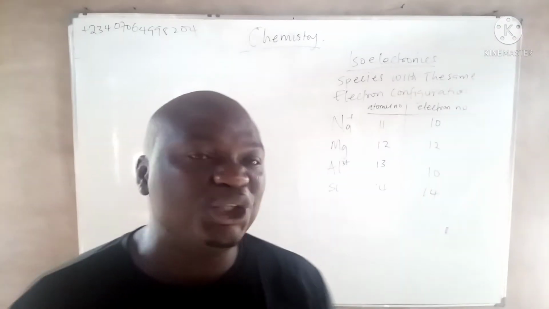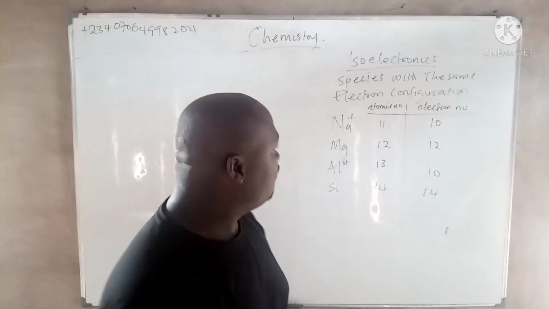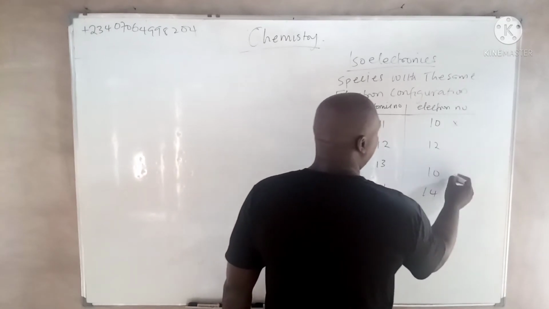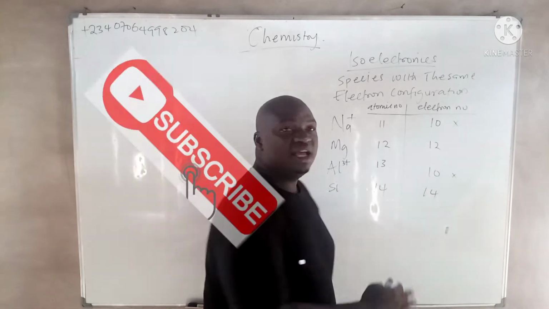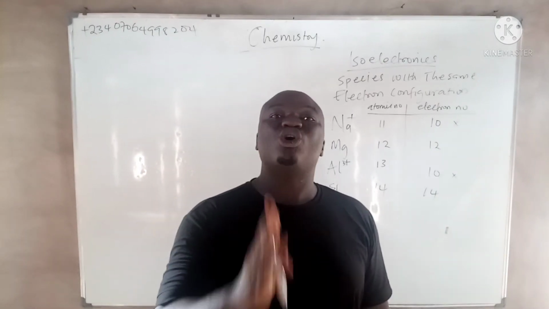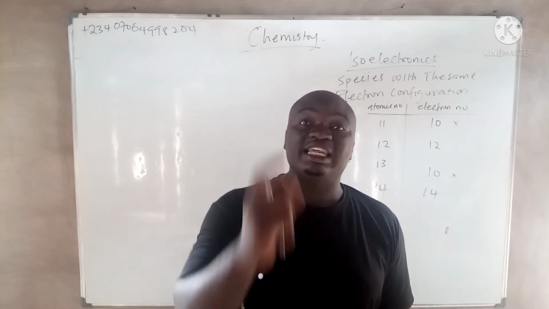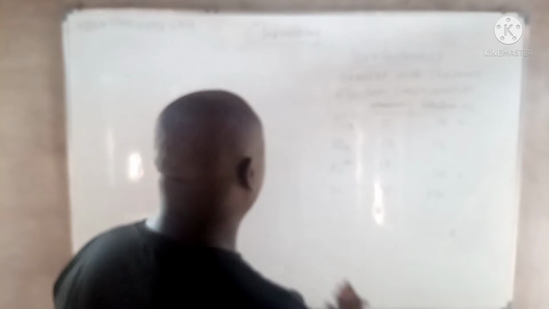Now, all you need to do is just know the total number of electrons in each of them, and you will know. From here, you can see that sodium has 10 electrons and aluminum has 10 electrons. Therefore, both aluminum and sodium here, they are what? Isoelectronics. Because of what? They have the same electrons, and therefore, they have the same electronic configuration. This is what is happening here.